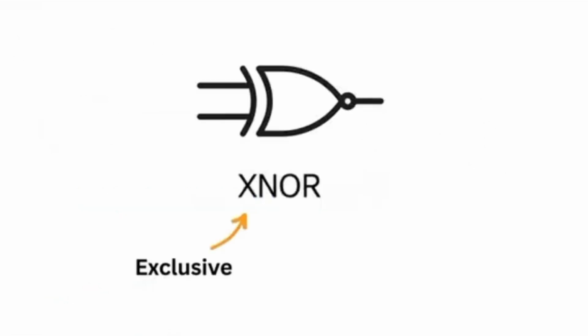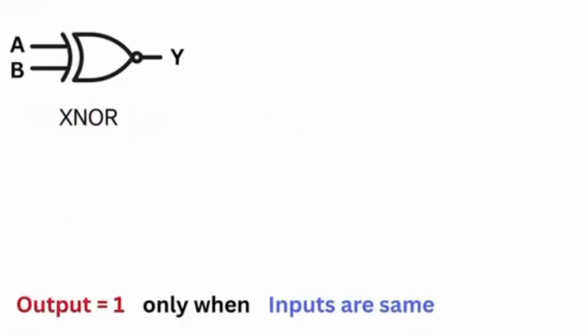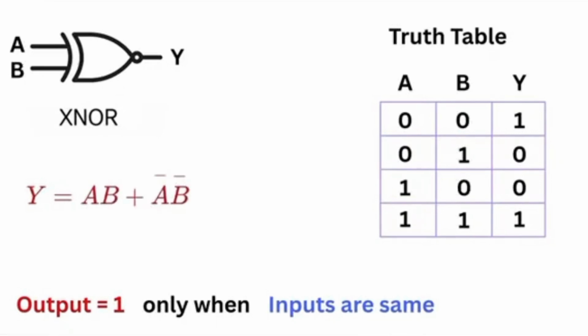Finally, we have exclusive NOR gate, also called XNOR gate. This is the opposite of XOR gate. In XNOR gate, output is 1 when inputs are the same. If inputs are different, output is 0. So 0, 0 gives 1. 1, 1 also gives 1. 0, 1 and 1, 0 gives 0. Its formula can be given as Y equals A B plus A bar times B bar.